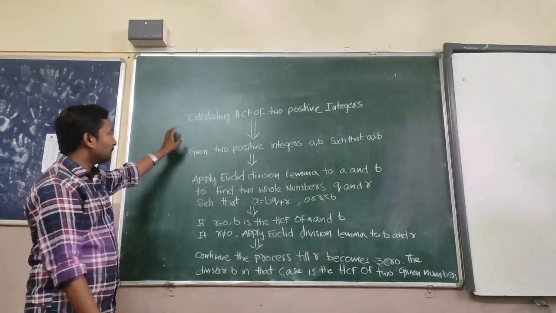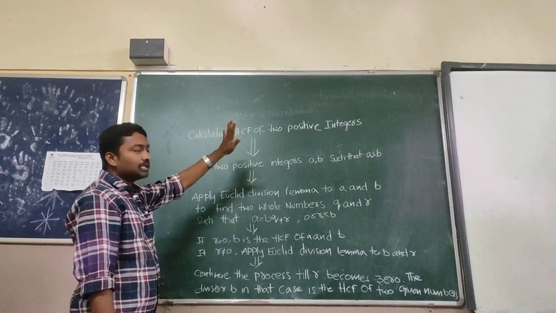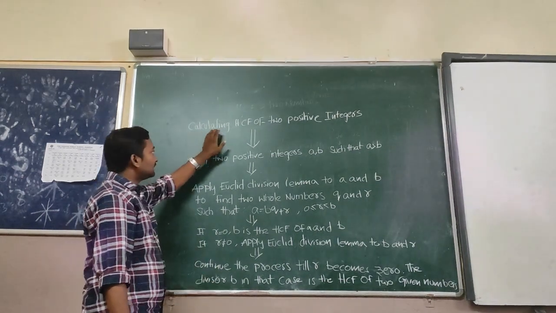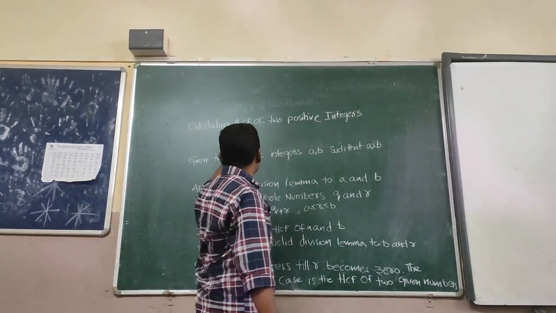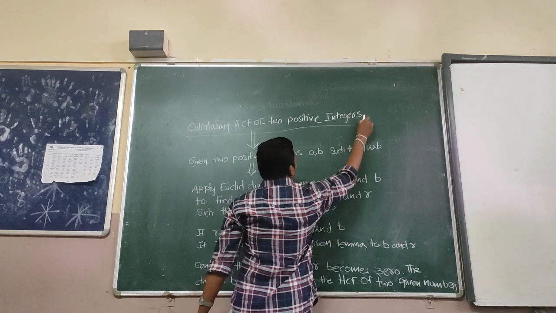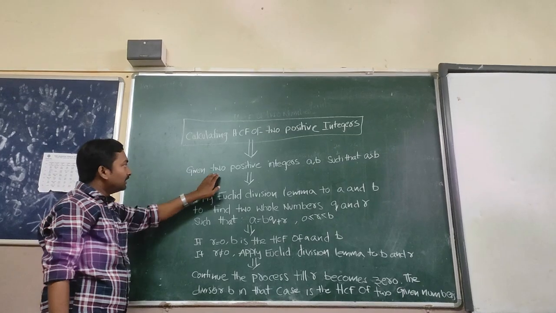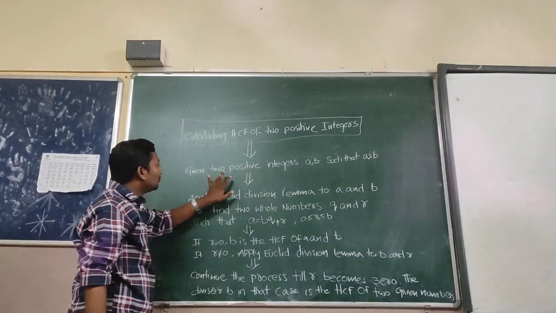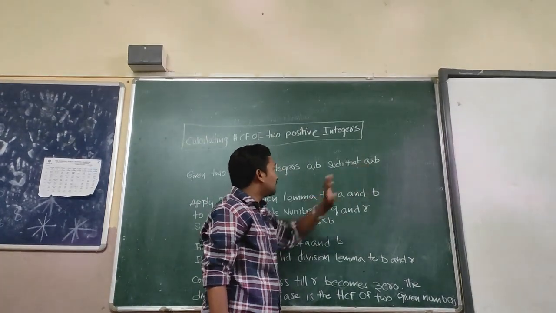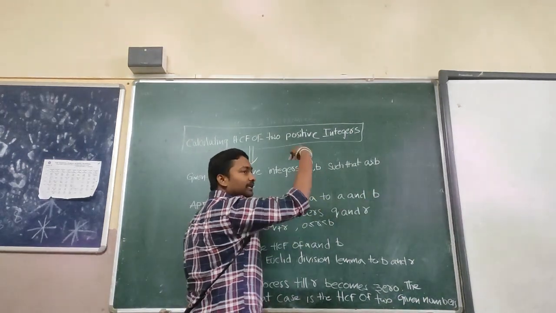Now let's see the process of how to find the HCF of two numbers. First, calculating the HCF of two positive numbers. The next step: given two positive integers A, B such that A is greater than B. So in every case the value of A should be greater.